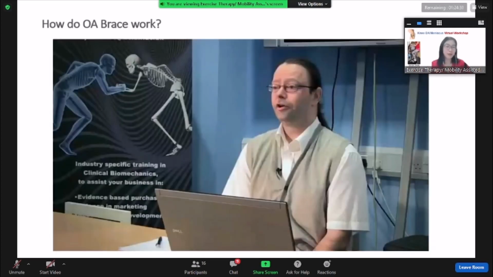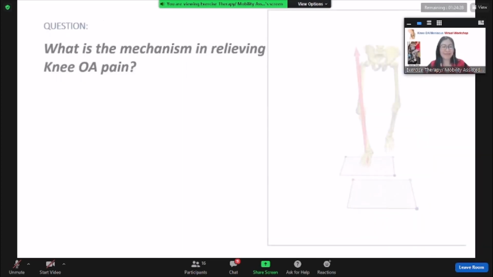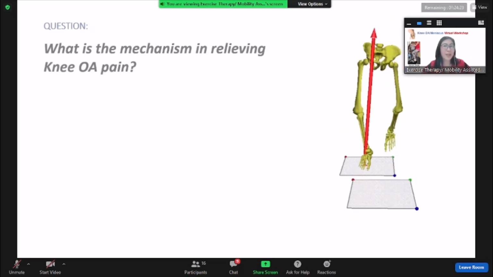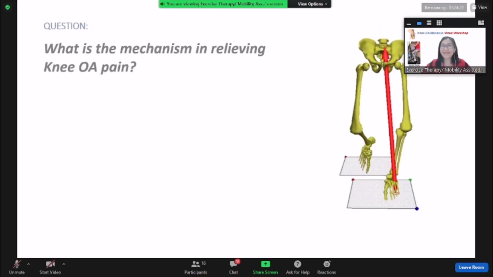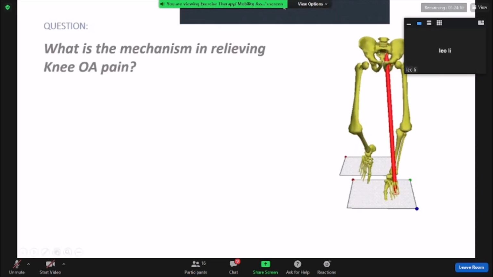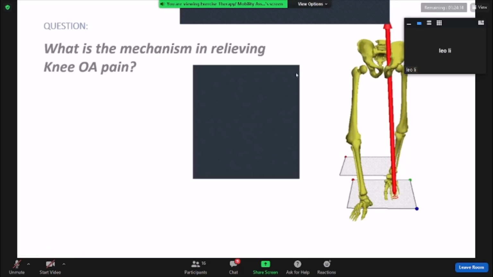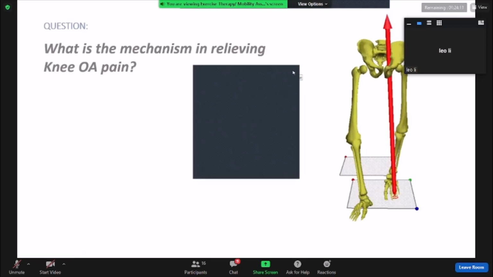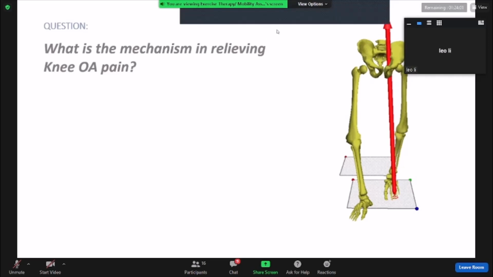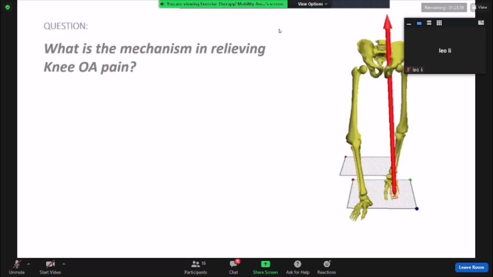Okay, so a quick question again. Can anyone tell what is the mechanism in relieving knee OA pain? Some tips is talking about motion. What kind of motion? Is starting letter A. Anyone?